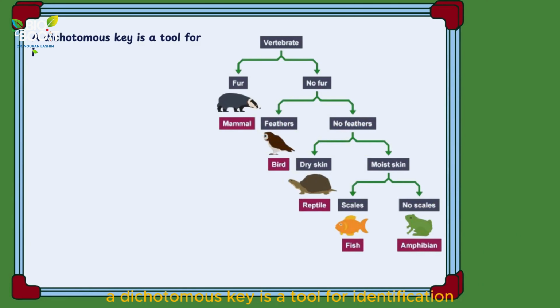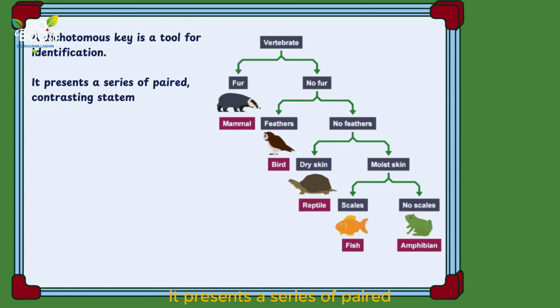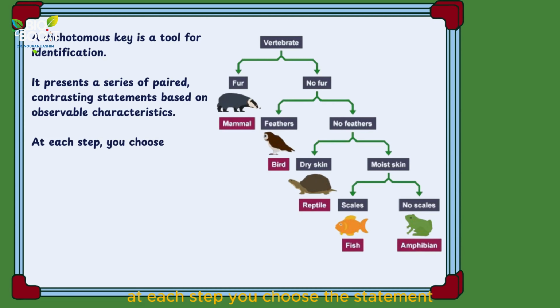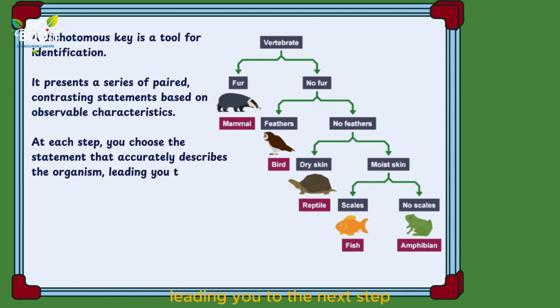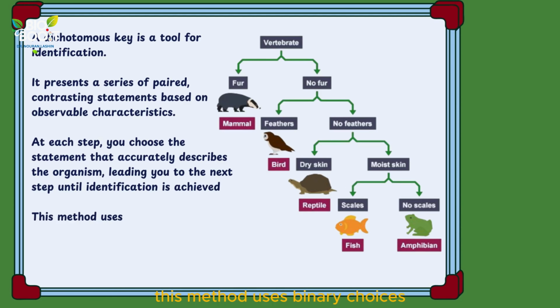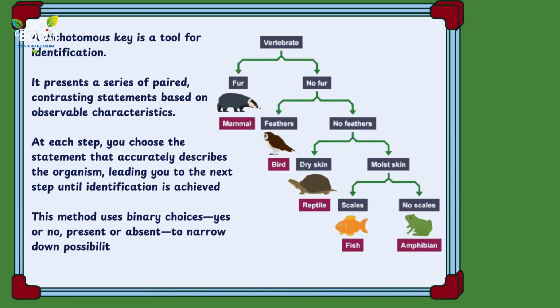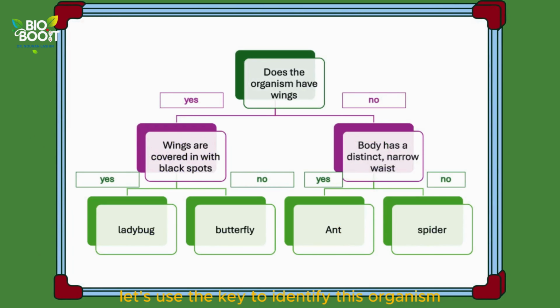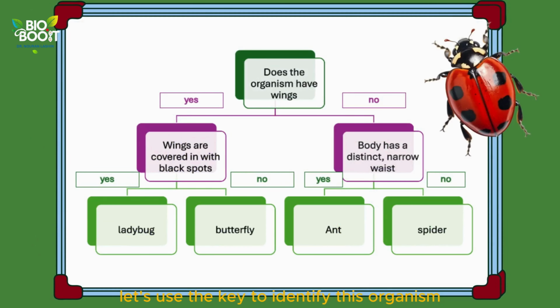A dichotomous key is a tool for identification. It presents a series of paired, contrasting statements based on observable characteristics. At each step, you choose the statement that accurately describes the organism, leading you to the next step until identification is achieved. This method uses binary choices, yes or no, present or absent, to narrow down possibilities efficiently, much like a flowchart.